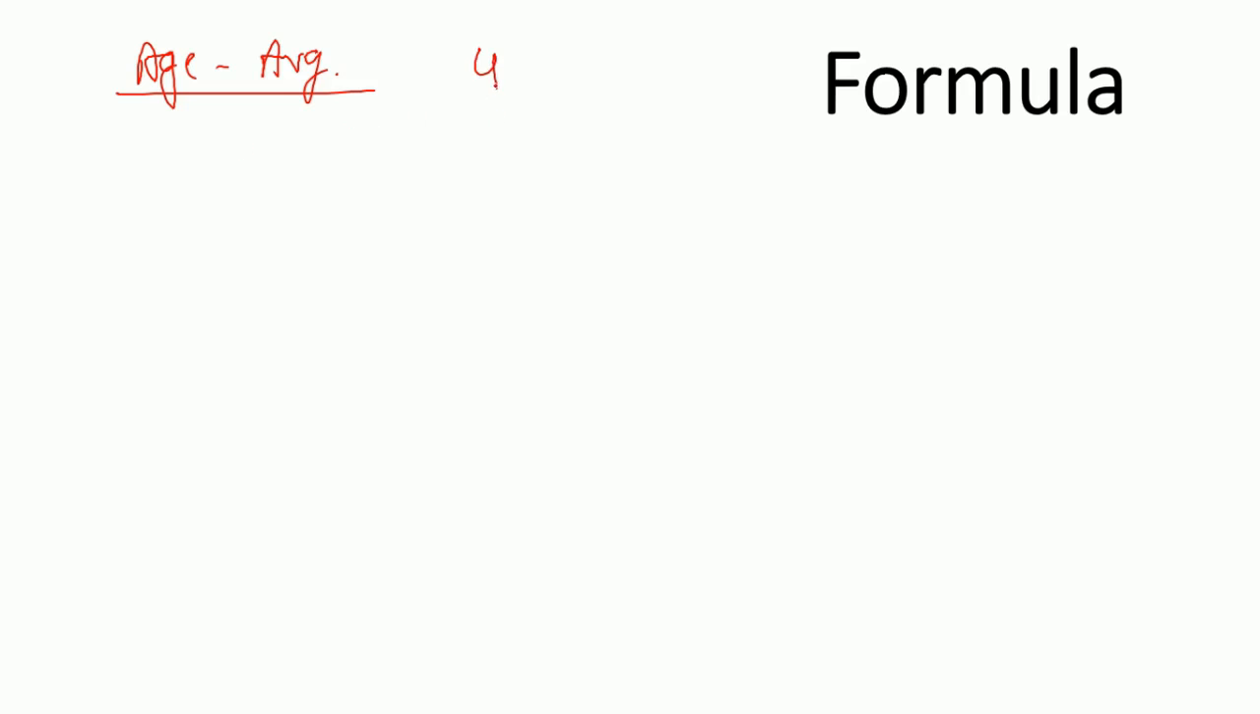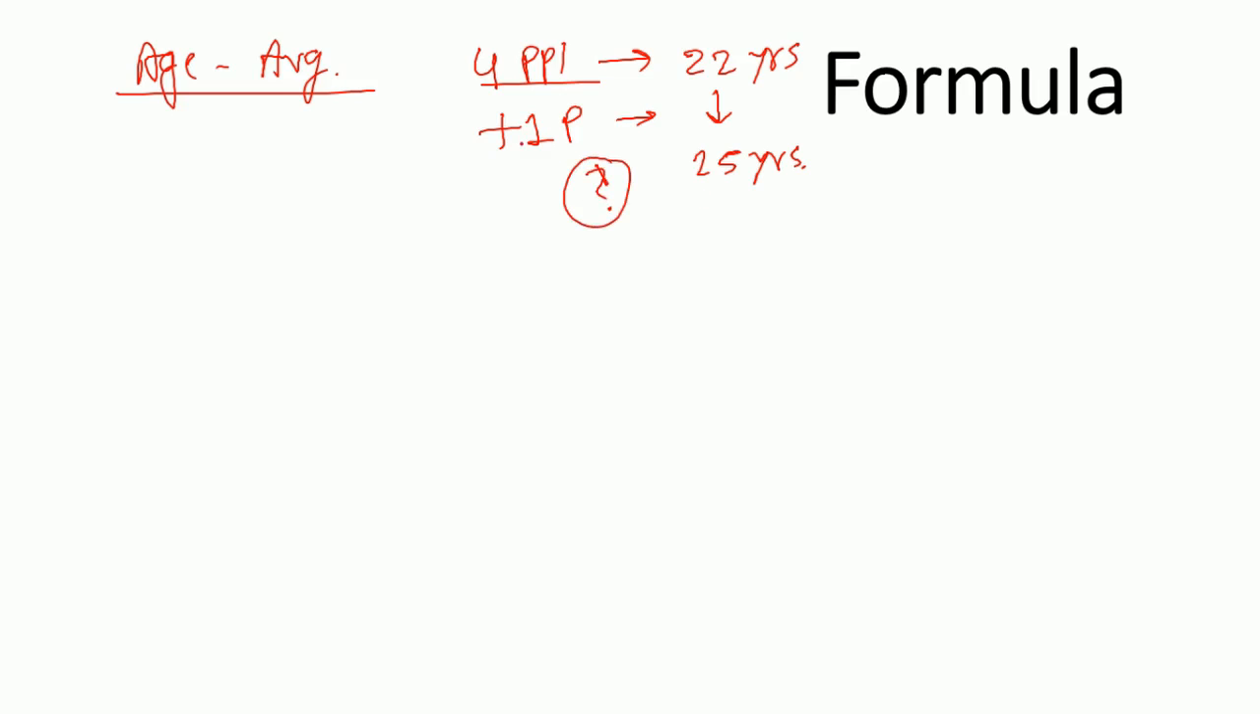Let's say there are 4 people out there, and their average age is 22 years. They have already told you, and then they say that you add one person there, and their average age changes from 22 years to 25 years. So the question is, what is the age of that new person who is added? In this case, you need to find out the age of the new person that is added.